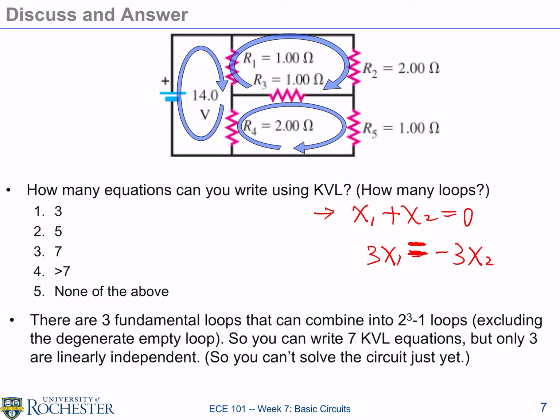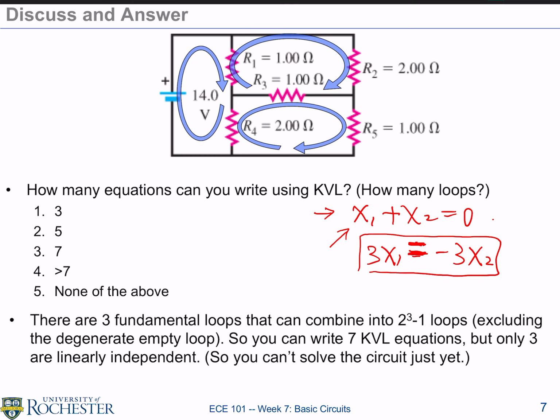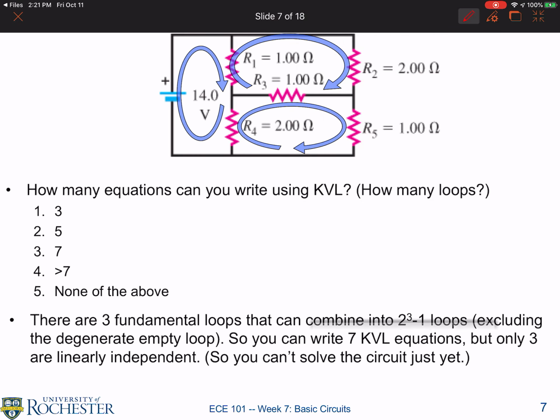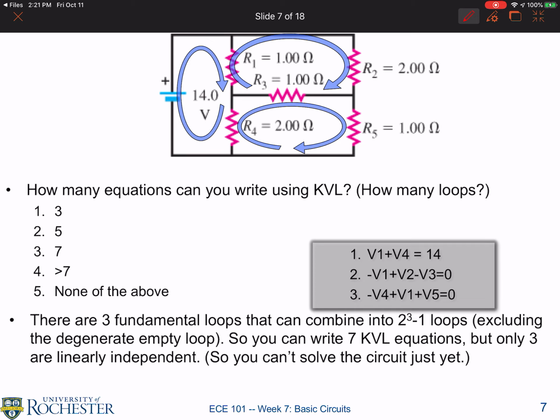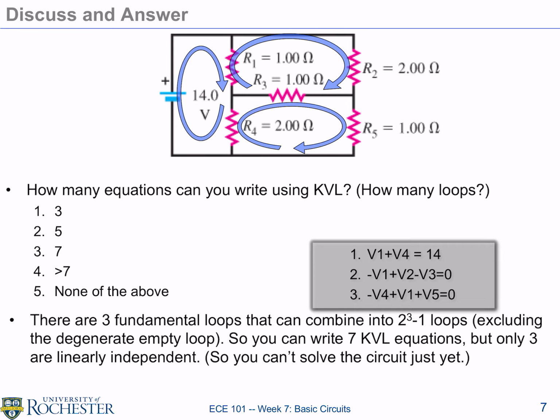Is this a new equation? Yes, it's different from the first equation, but it can be obtained from that equation by simply multiplying by 3 on both sides, and then moving the x2 term to the right. So this equation is not new. It can be linearly constructed from that. So you can write, therefore, 3 linearly independent equations. And you can verify this.